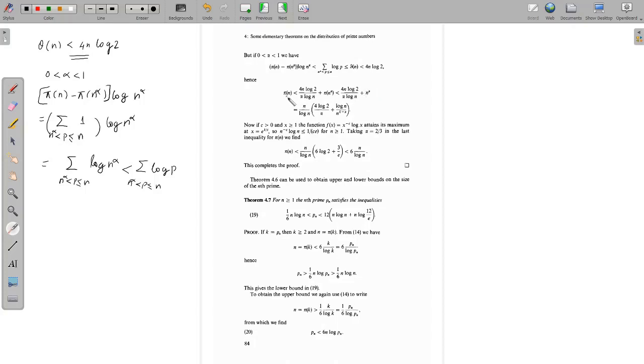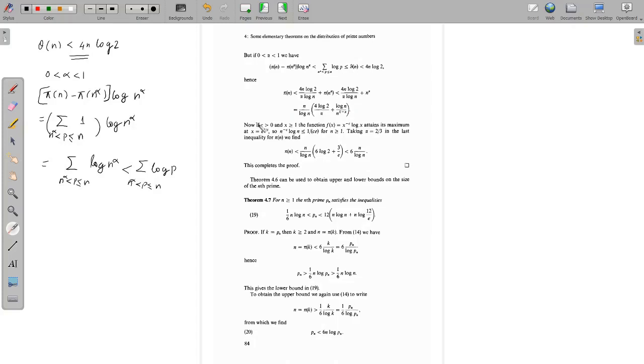Then we have this result: pi of n is less than 4n log 2 divided by alpha log n plus n raised to alpha. This n log n can be taken out, so it is less than n log n times, 4 log 2 divided by alpha plus log n by n to the power 1 minus alpha.